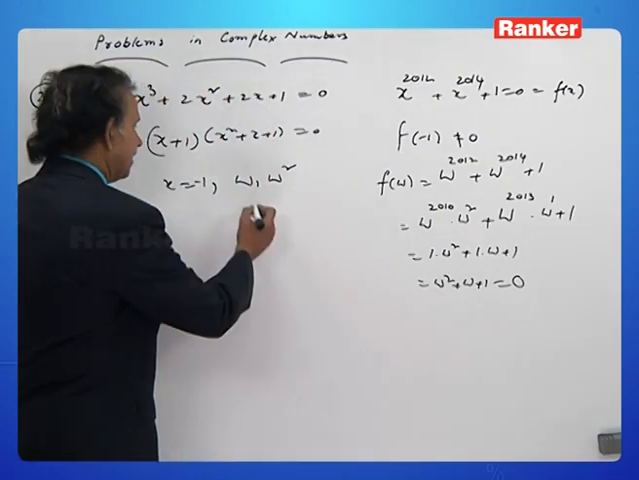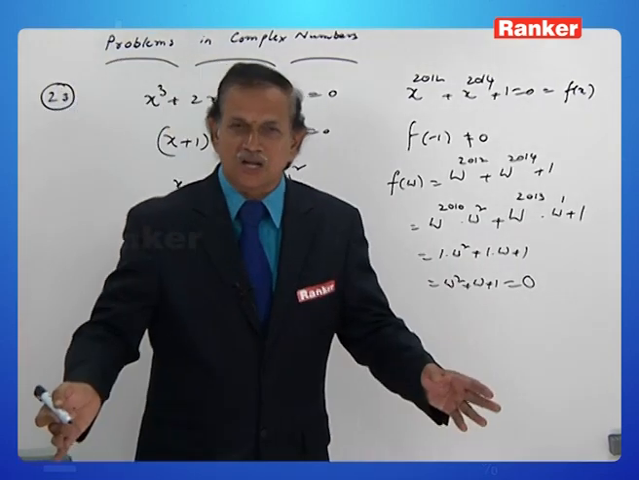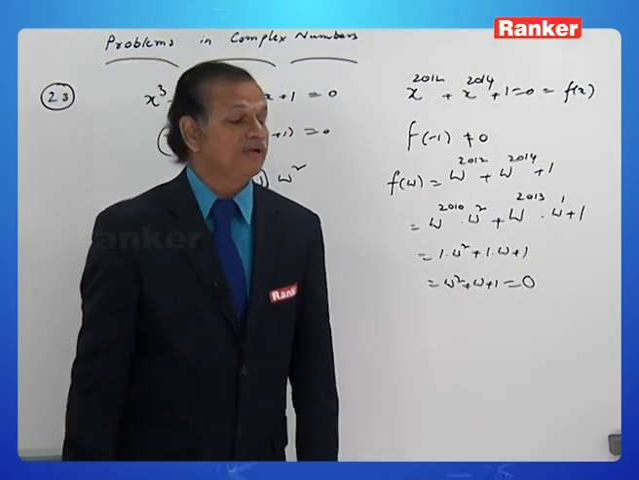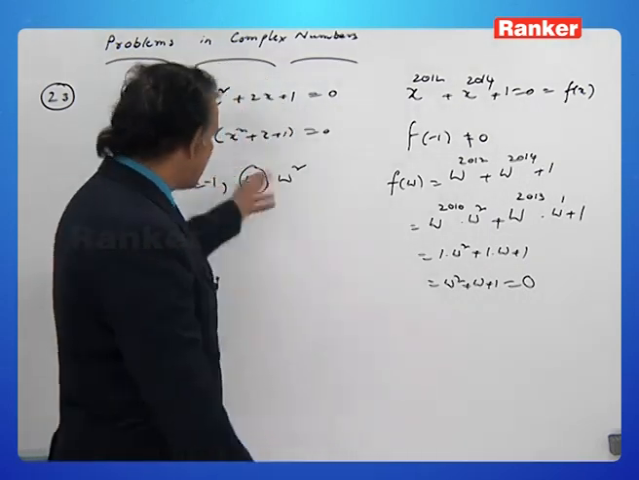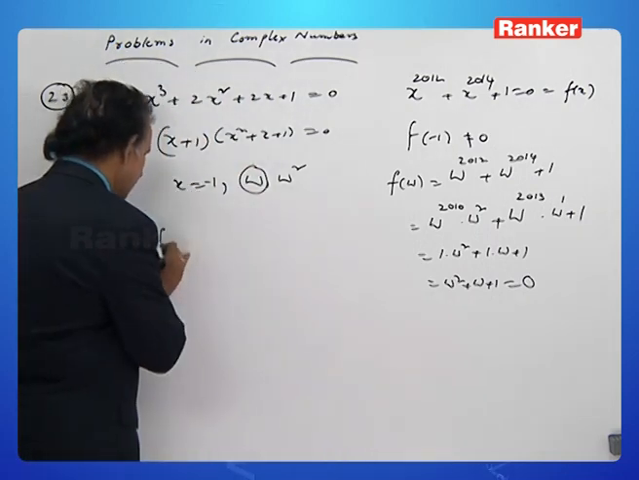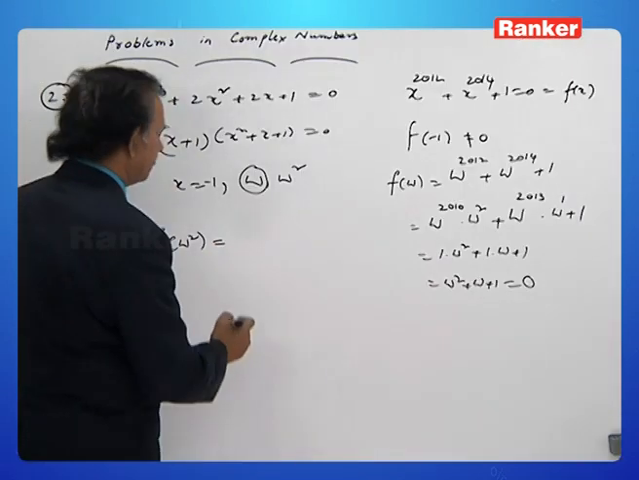Successful. We could have noticed that omega is a common root. Still, a small activity remains for us. You may have to test whether omega square is also a common root or not. Let us do that. f of omega square. What is f of omega square?